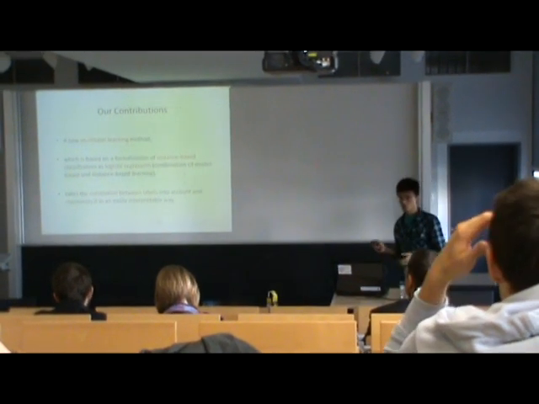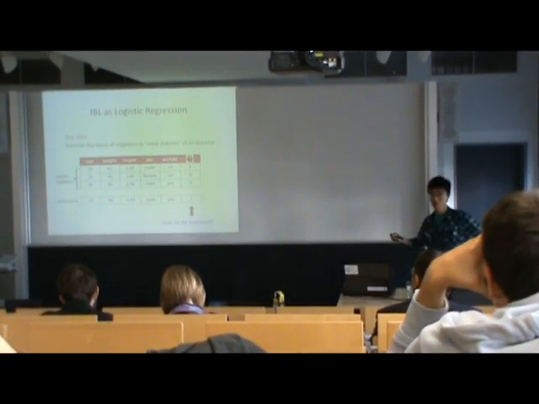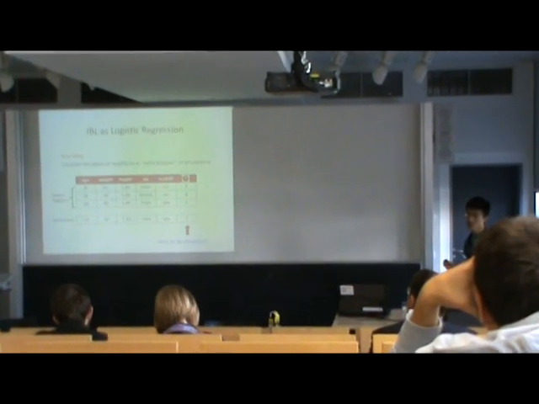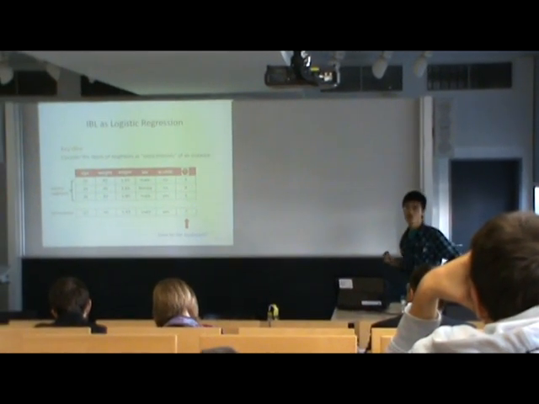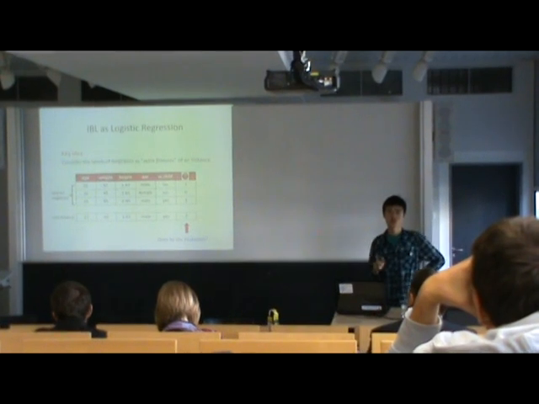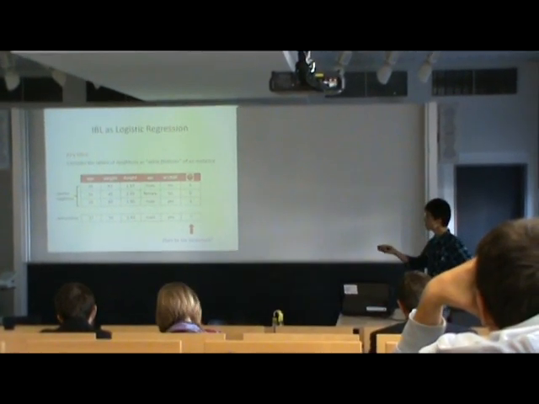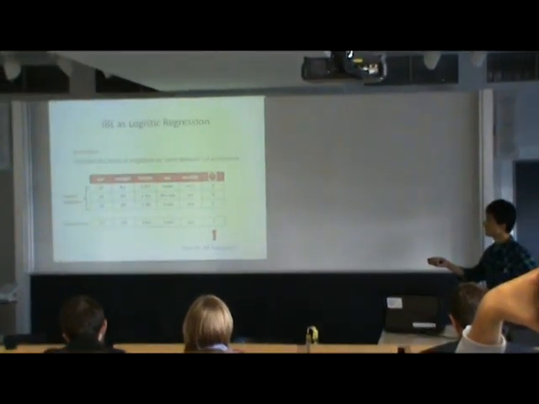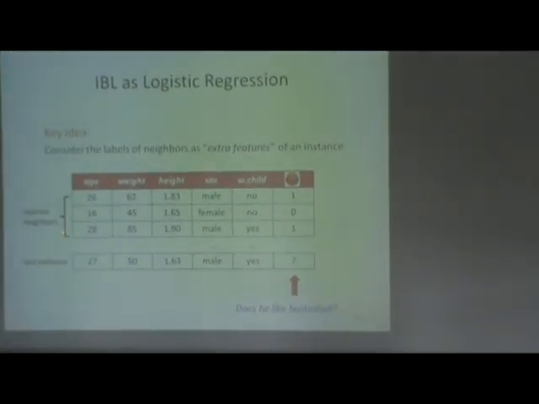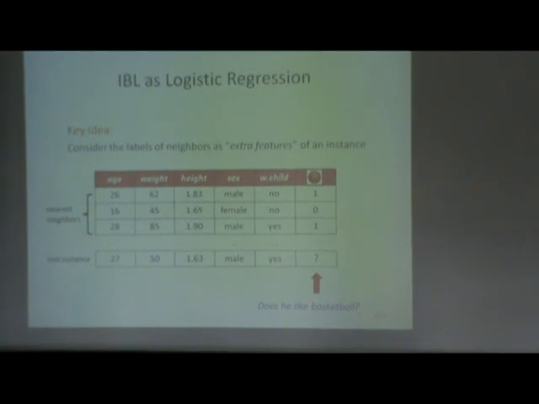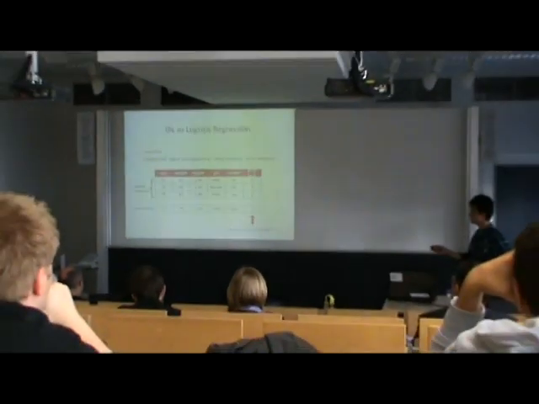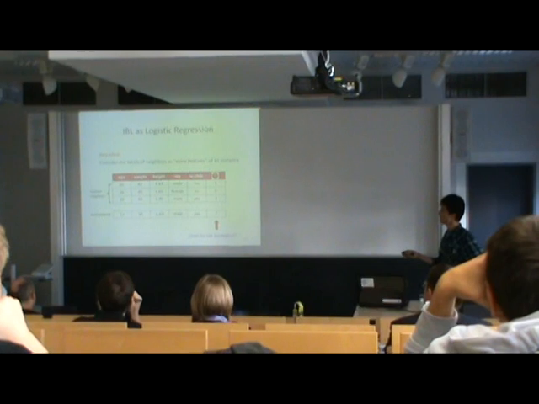Right? So let's talk about the approach. The key idea is we consider the labels of labels as extra features of an instance. For example, you have a data set here, and here, for example, this is the test instance, and these three are the nearest neighbors of this test instance.